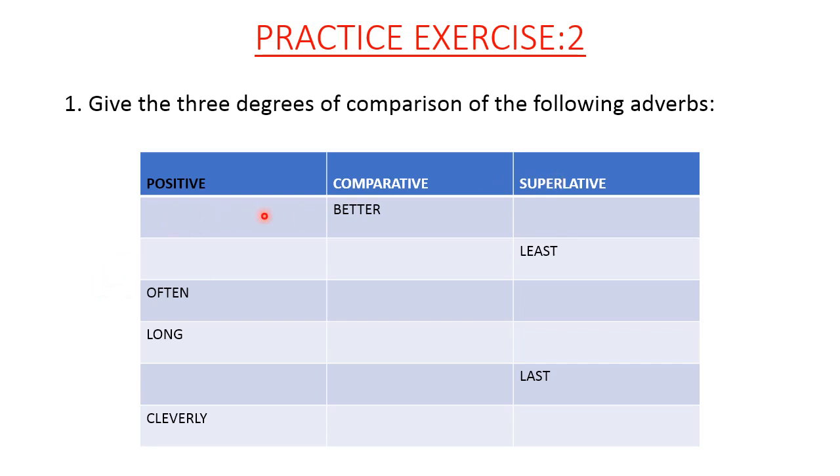So these are the 3 columns: positive, comparative, superlative. First positive is blank, then better, blank. Blank, blank, least. Often, blank and then also blank. Long, blank and then again blank. Then 2 blanks, then last. Cleverly, blank and then another blank. So you have to do it on your own and then we'll be discussing this together. Don't forget to do it, children. Moving next.